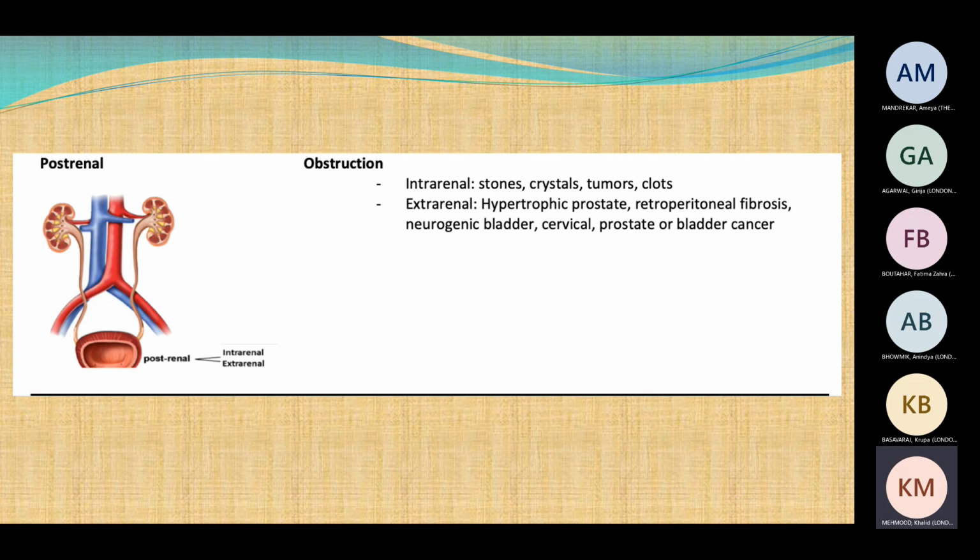If I talk about the post-renal causes, mostly it's obstruction, such as stones, crystals, tumors, clots. If I talk about the extrarenal causes, it could be hypertrophic prostate or maybe cervical or prostate cancer. So the obstruction seems to be the most common cause.